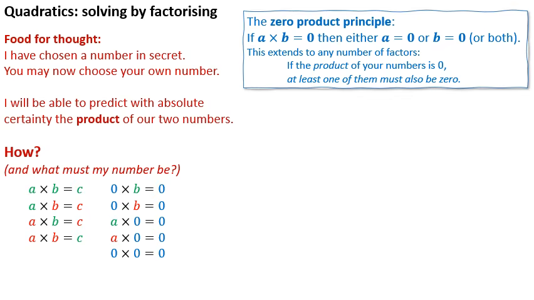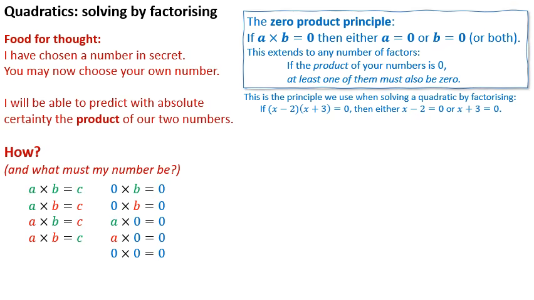And this zero product principle, as I call it, is the essence behind the entire concept of factorizing quadratics. If we have x minus 2 multiplied by x plus 3, then either that first factor, x minus 2, must be 0, or the second factor, x plus 3, would have to be 0. And therefore either x is 2 or x is minus 3. Those are the only two possible numbers that will satisfy the equation. In other words, make the equation a true statement.